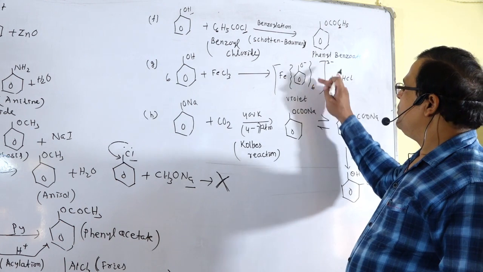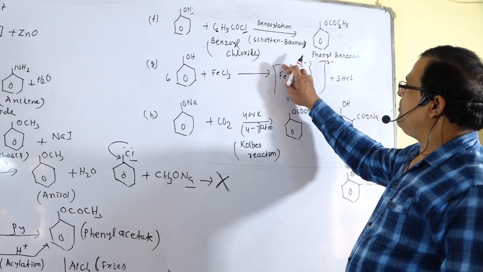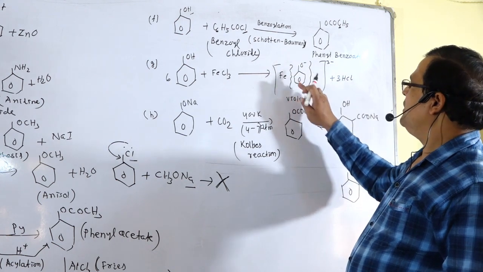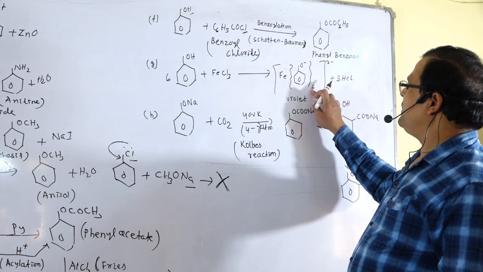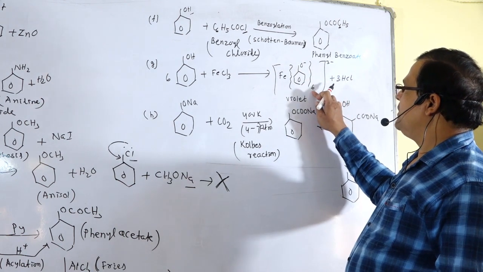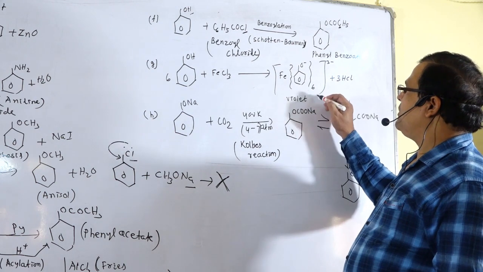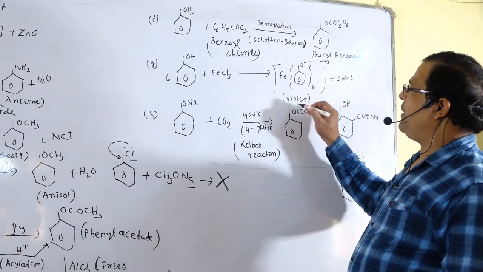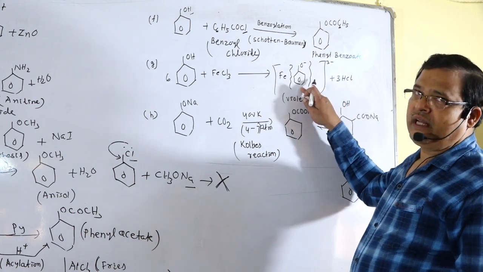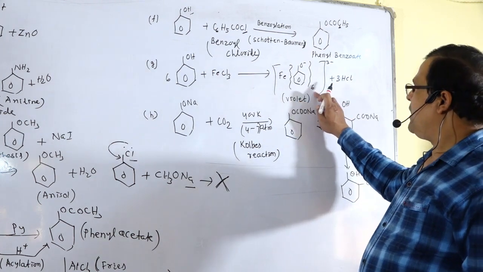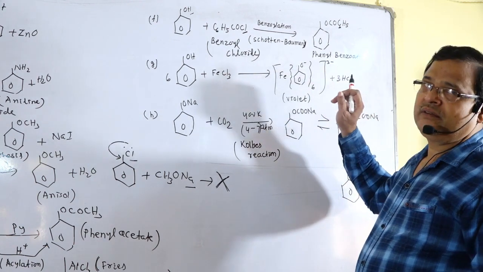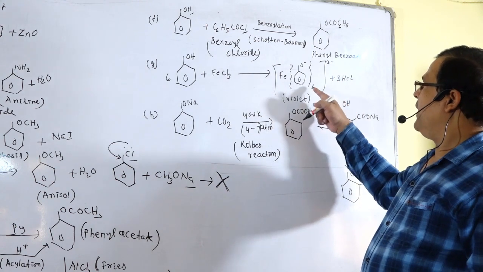Fe(C6H5O)6 3 minus. The compound is violet, having a violet color. The name of this compound is hexaphenoxido ferrate(III) ion.